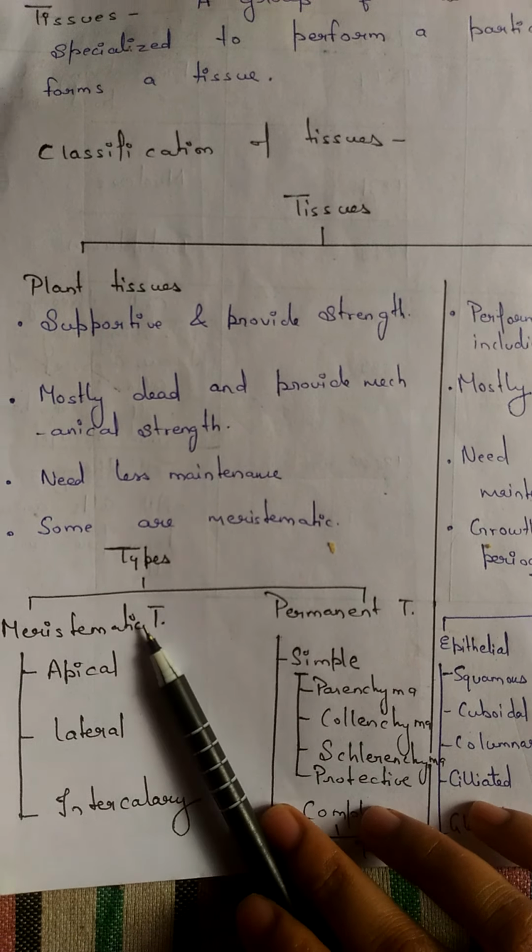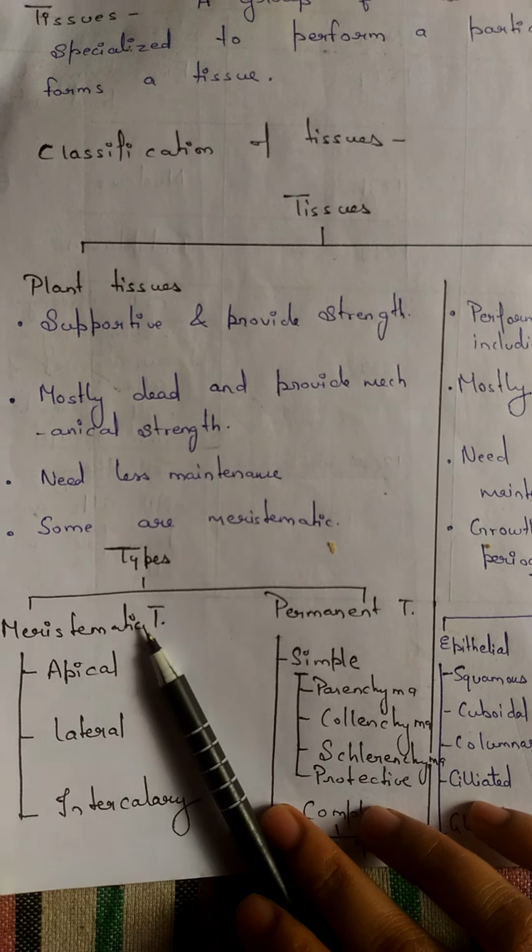In the same way, animal tissues are also broadly classified. Some are mentioned here, and the rest I'll explain later on. Like epithelial, muscular, connective, and neural tissues, that is nervous tissues, are there. Epithelial tissue is further divided into squamous epithelial tissue, cuboidal epithelial tissue, columnar epithelial tissue, ciliated epithelial tissue, and glandular epithelial tissue.